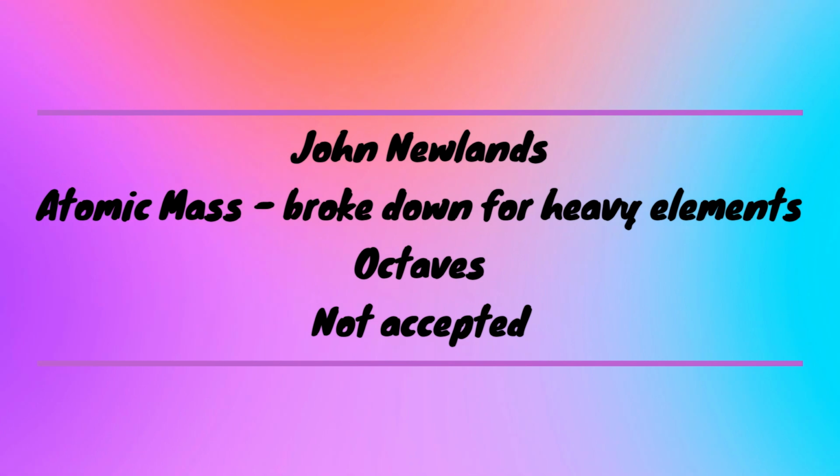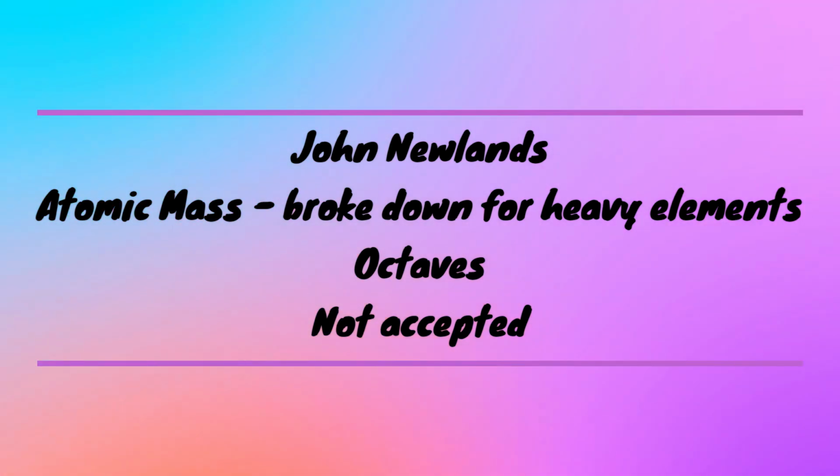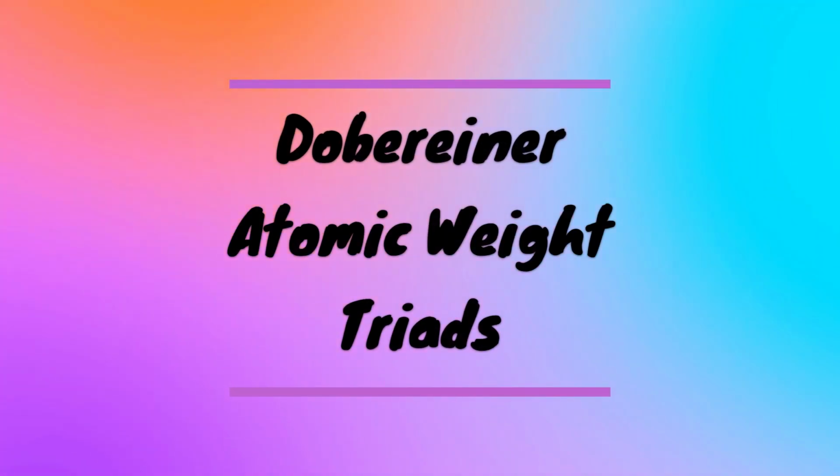However, Newlands himself thought that all elements had been discovered, which was incorrect at the time, and his sort of ordering of the periodic table was not accepted by other scientists. So there's Newlands. The second one we look at is Döbereiner. Döbereiner was a German scientist, and he came up with triads. He ordered his elements by their atomic weight and in patterns of 3.